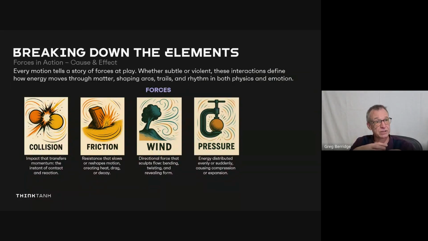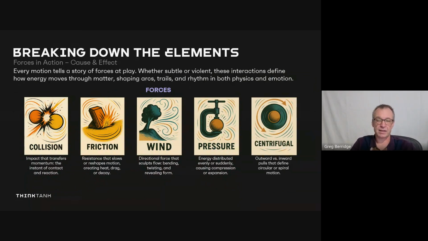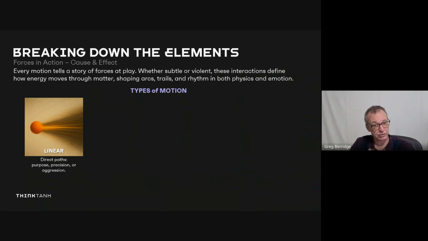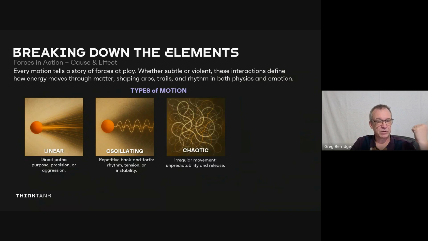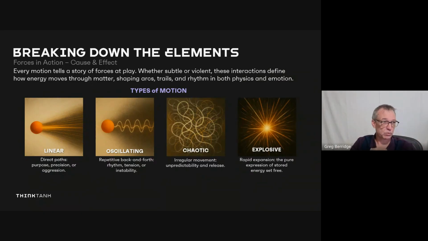Overall pressure, right? So going back to the density of an object, how much pressure is required for that particular object to be destroyed. And centrifugal, which is the outward versus inward motion. Different kinds of motion, types of motion. We have linear, which is a direct path. We have oscillating motion. There's chaotic motion, as well as explosive motion. I find these are more often deemed the catalysts. So linear and oscillating create the event, whereas chaotic and explosive are the results of that event.